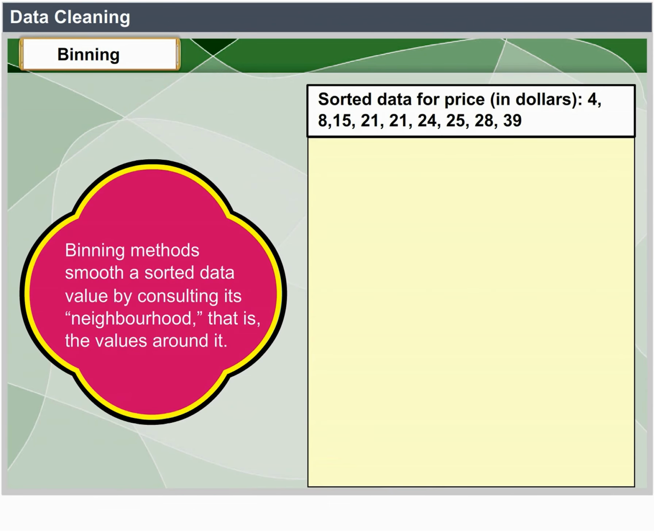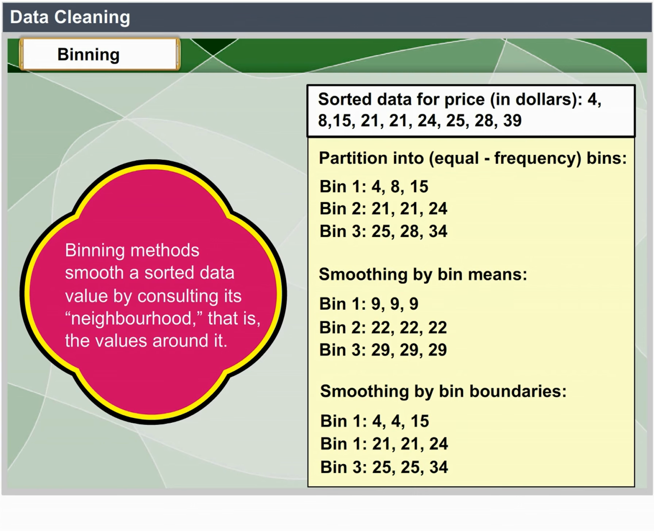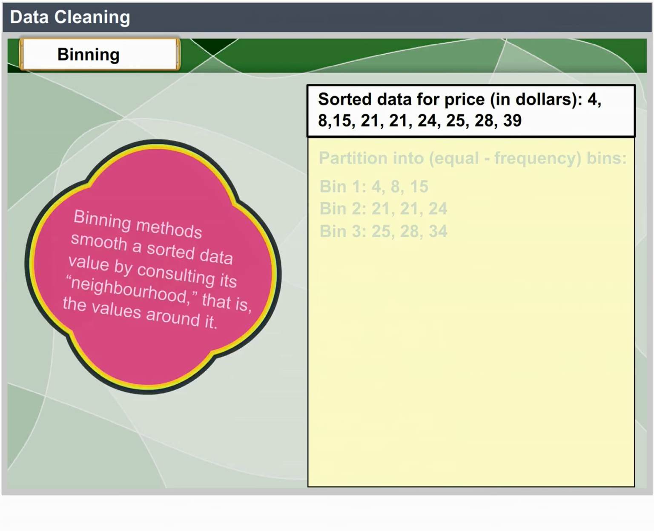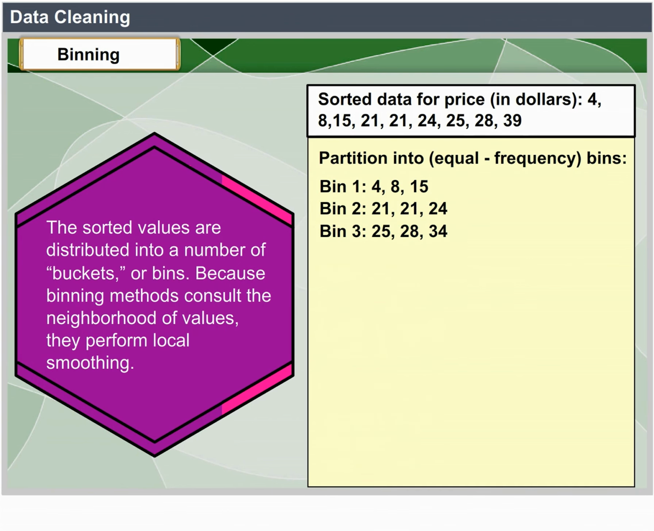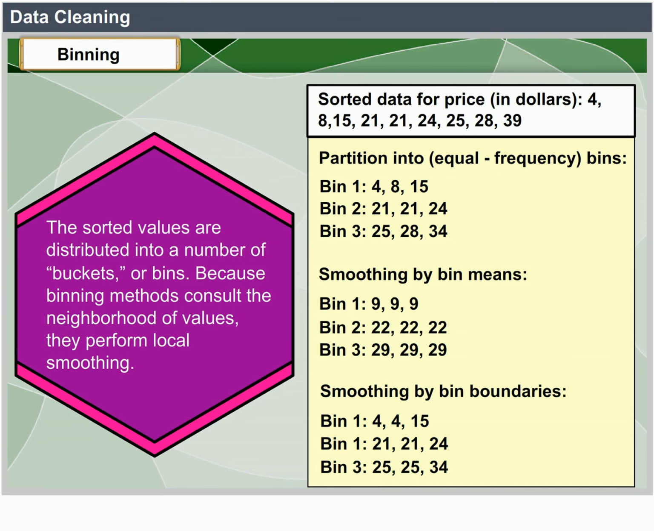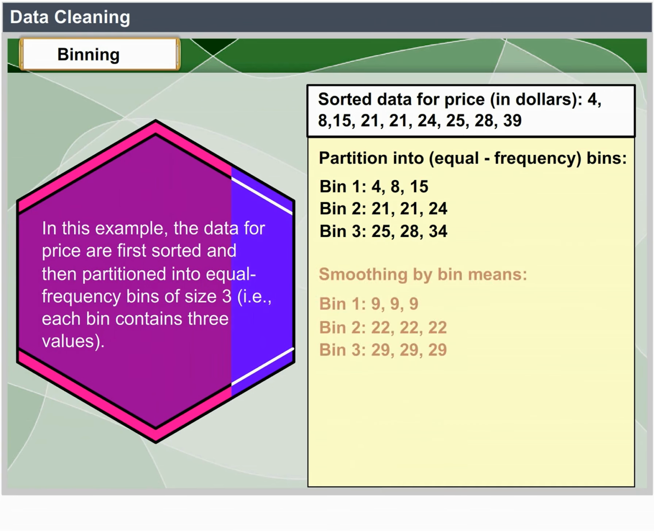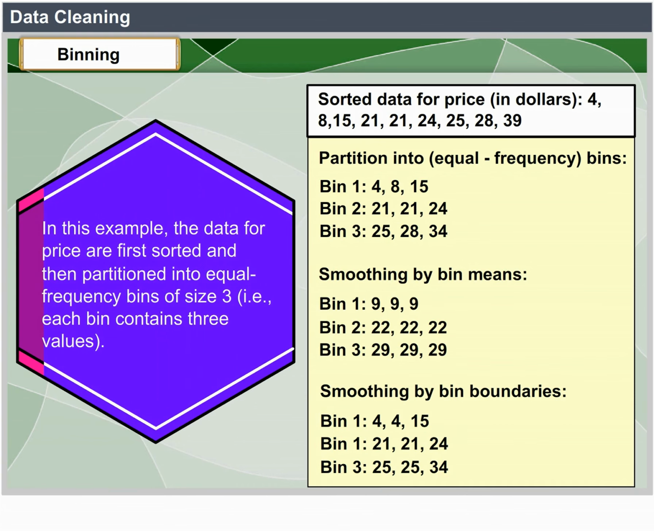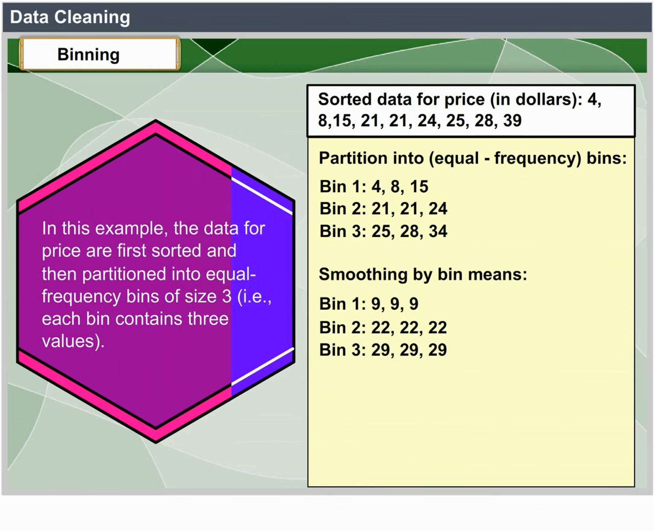Binning. Binning methods smooth a sorted data value by consulting its neighborhood, that is, the values around it. The sorted values are distributed into a number of buckets or bins. Because binning methods consult the neighborhood of values, they perform local smoothing. In this example, the data for price are first sorted and then partitioned into equal-frequency bins of size 3. That is, each bin contains 3 values.